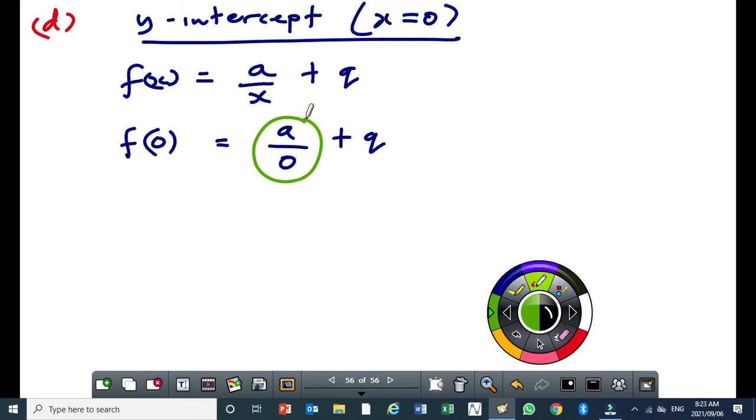Do you think it will be possible to find the y-intercept there? No. So that means the y-intercept doesn't exist in grade 10. Any hyperbola does not have a what? Y-intercept. So this is undefined. Therefore, there is no y-intercept.